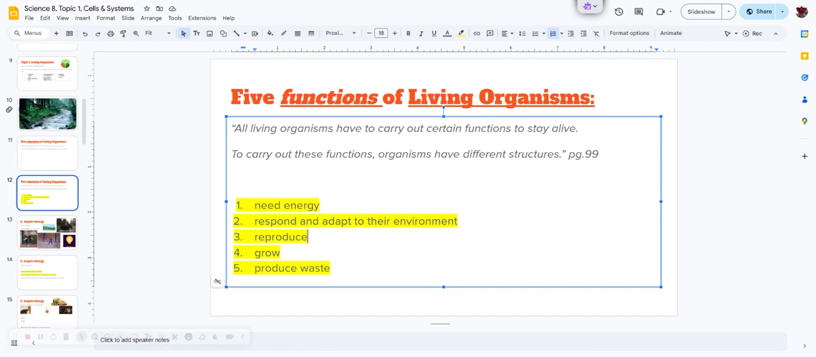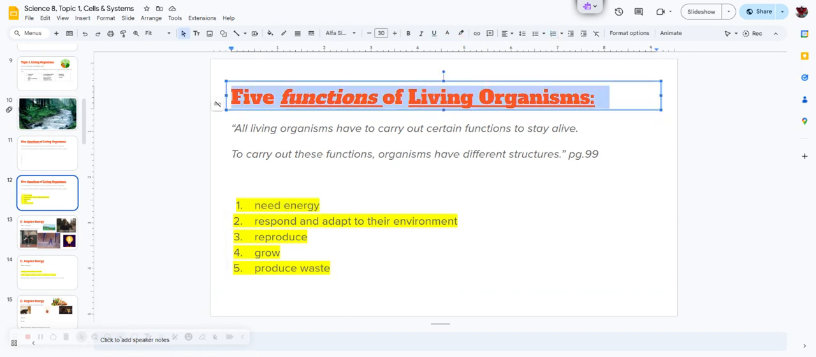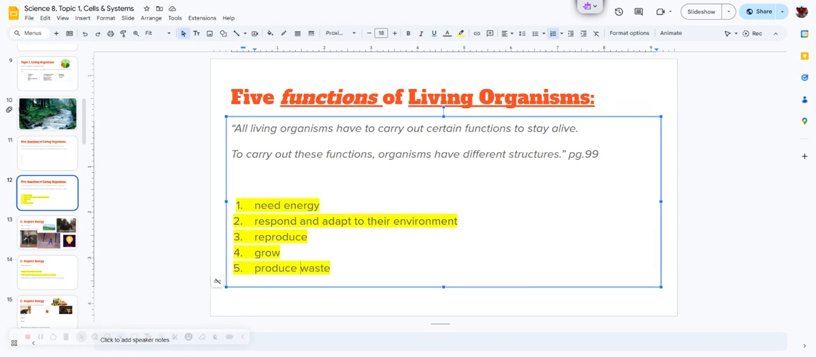Okay, and an example we talked about in class is a truck or a car. Okay, a car needs energy, it needs gasoline, or it will not work. A car produces waste, carbon monoxide, water as a byproduct of burning gasoline. So right away, there are 2 functions that cars do. Maybe cars are a living organism. I don't know. Well, let's have a look at the other ones.